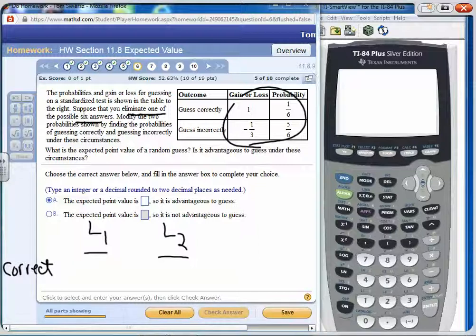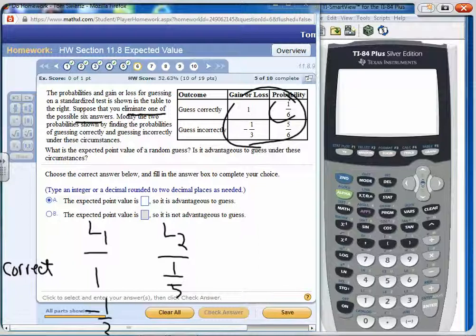Okay. Now, normally to guess correctly, we have 6 values, 1 through 6, but we eliminated one of the values, so the probability is going to be 1/5. Now, notice you do get a value of 1. Your gain is 1. Now, if you guess incorrectly, it stays negative 1/3.